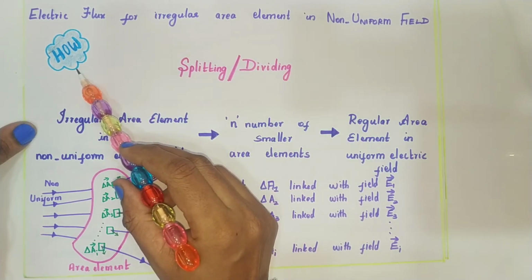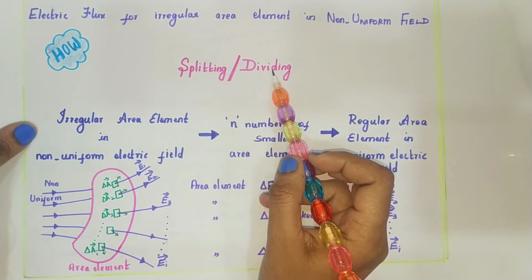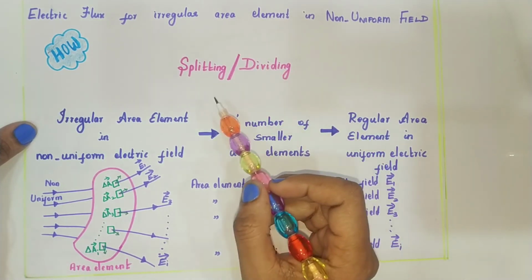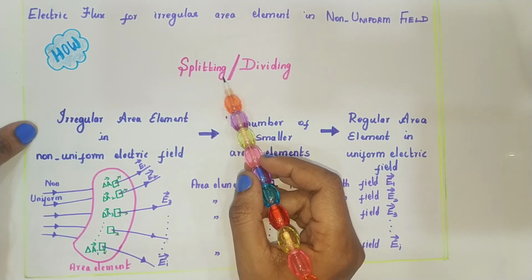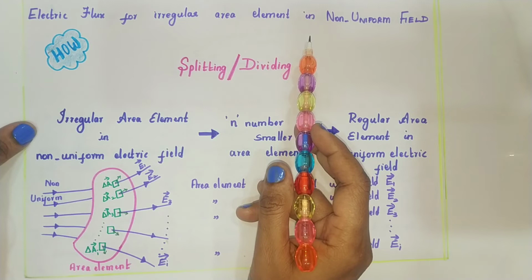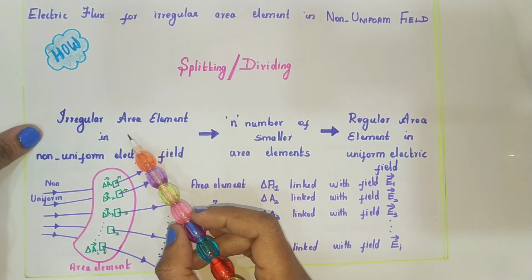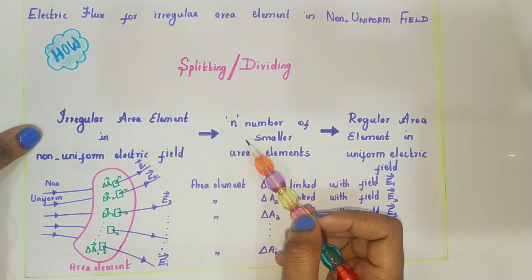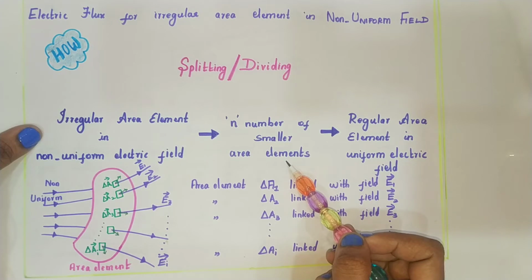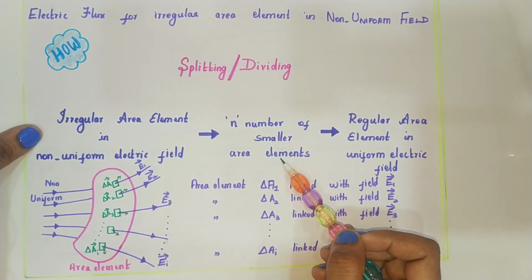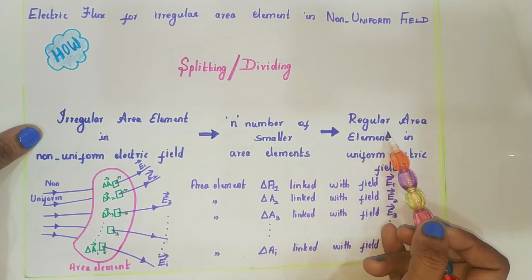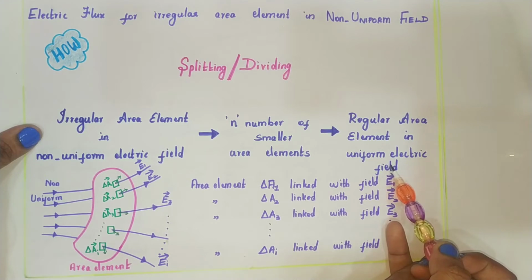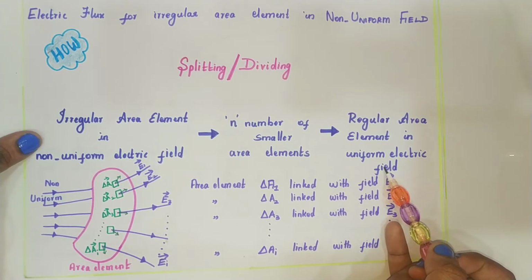How are we going to find it? The only way is to split or divide the irregular area element into smaller area elements. That is how we are going to find the electric flux for irregular area element in non-uniform field. We are going to split the irregular area element in non-uniform electric field into n number of smaller area elements. That is, the smaller area elements are considered to be regular shaped area elements, and the electric field passing through those smaller regular shaped area elements is of uniform field.